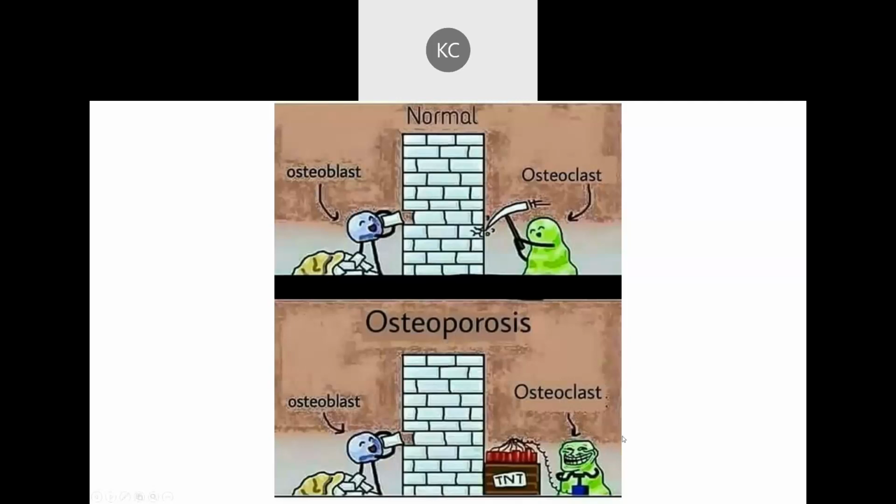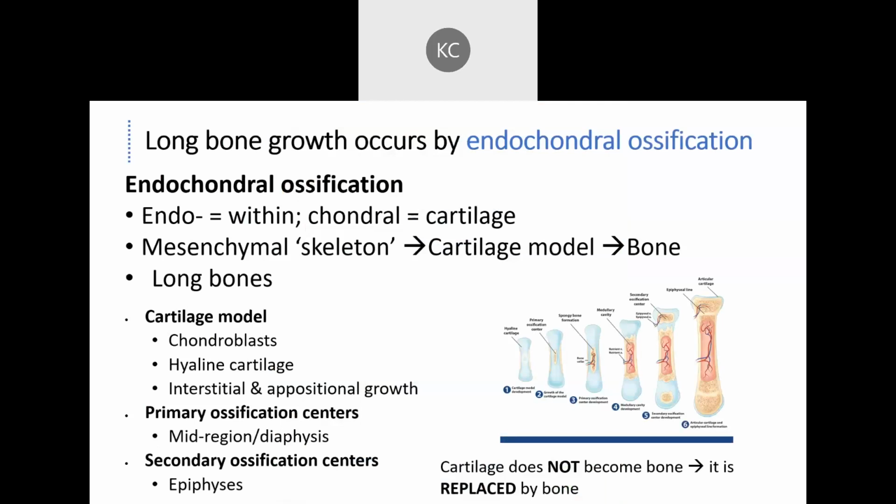They've drastically exceeded the activity of osteoblast, so you get this massive net loss of bone. All right, so we're going to stop here, and we're going to pick up with the next part, part 6, by talking about the process of ossification.